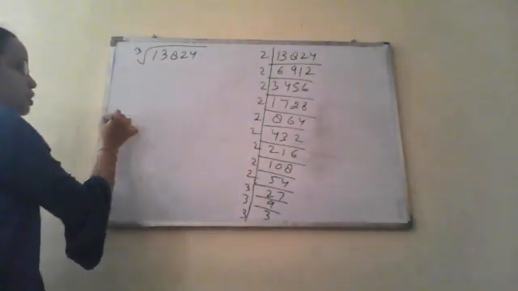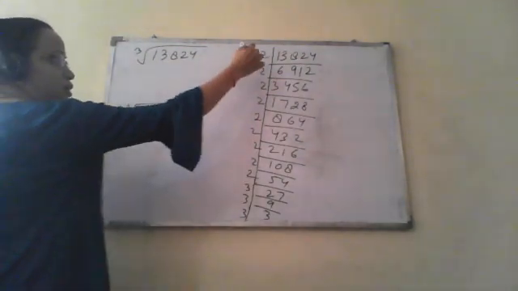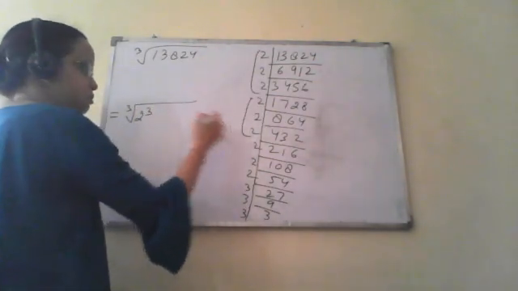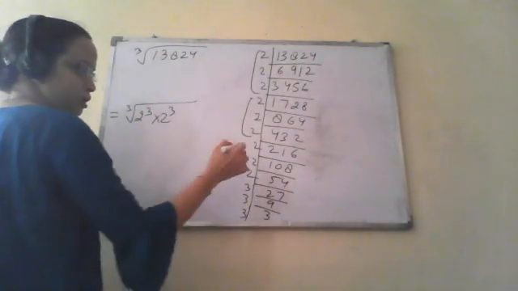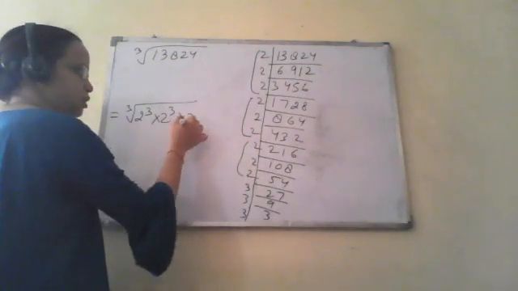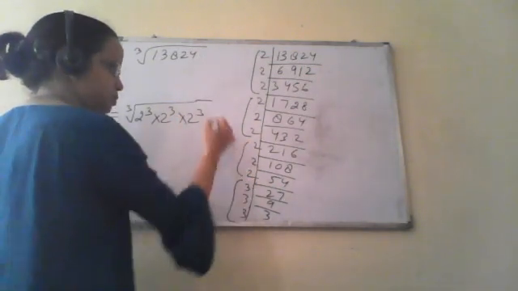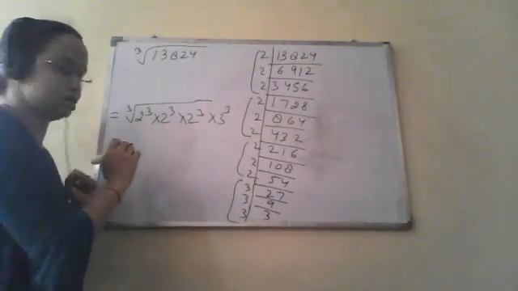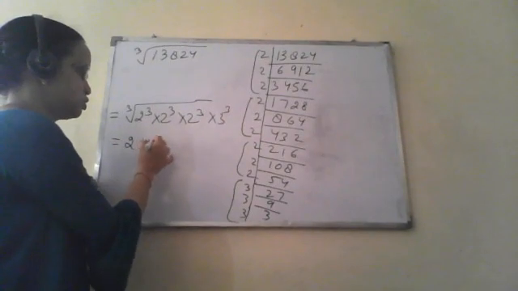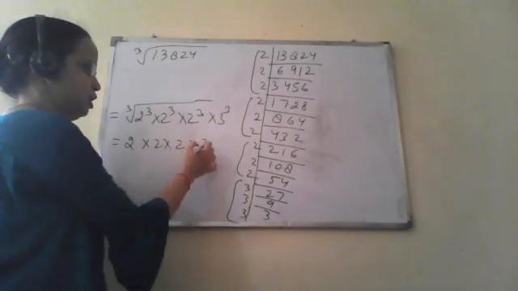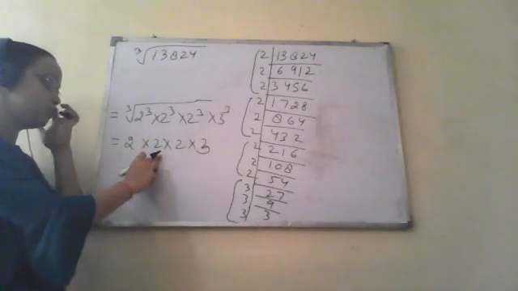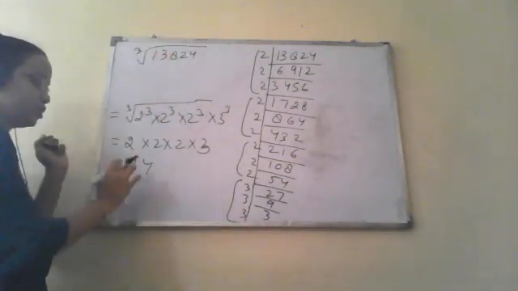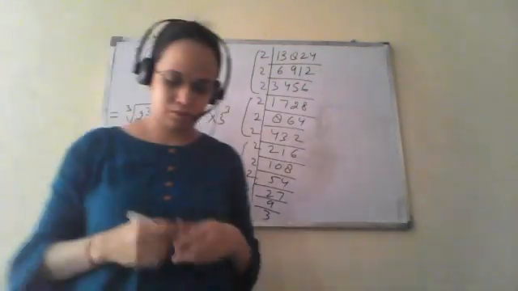So this can be written as: this triplet is complete, so we can write 2 cube. This triplet is complete, so again 2 cube. This triplet is complete, 2 cube, and this triplet is complete, this is 3 cube. So from each of the triplets we can take one number out. This is 2, this is 2, this is 2, and this is 3. So 2 into 2 is 4, into 2 is 8, into 3 is 24. So the cube root of 13824 is 24. So this way we have to do the things.